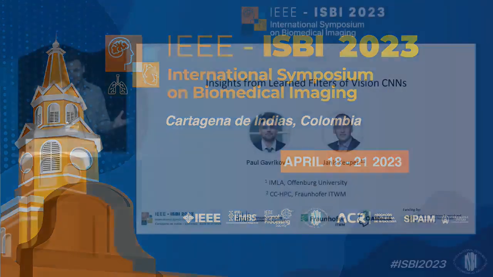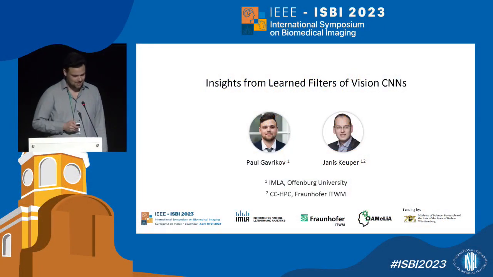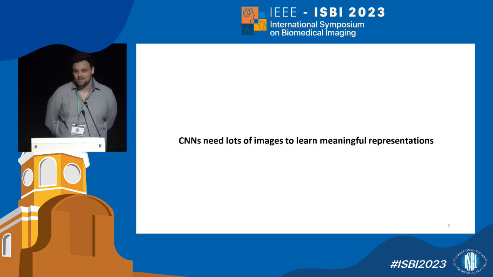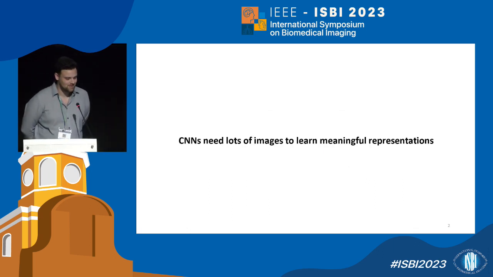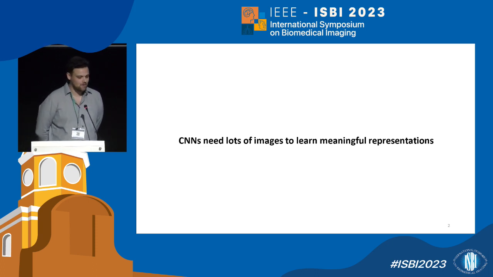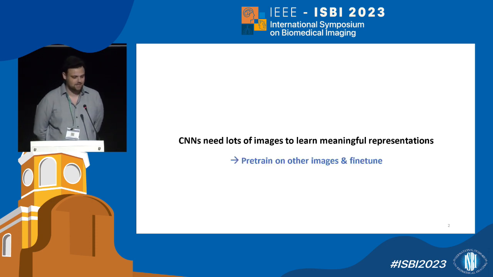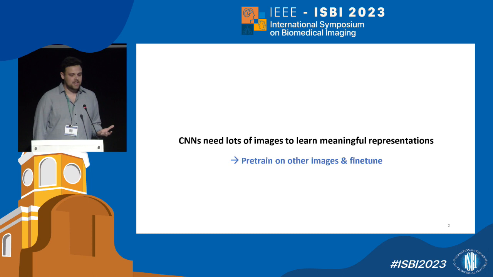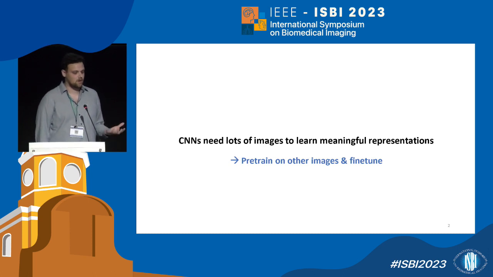This talk will be a little bit more analytical and motivated. I want to give you the same motivation that my PhD supervisor gave me roughly 2 years ago. As you probably all are aware, CNNs typically need a ton of images to learn meaningful representations. A common approach to tackle this, if you don't have enough data, is to pre-train on some other image data sets and then fine-tune the model on your actual data set.